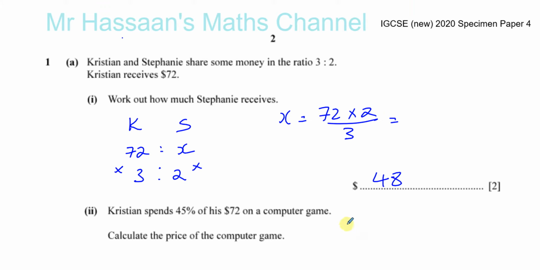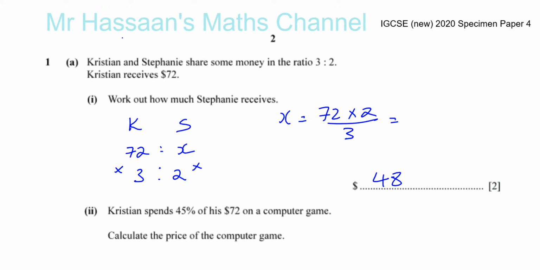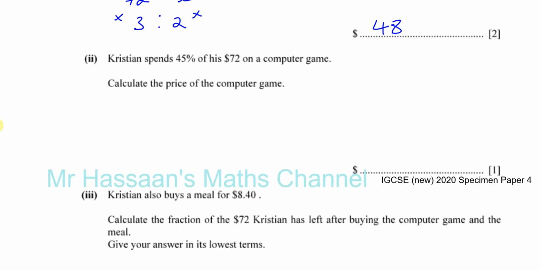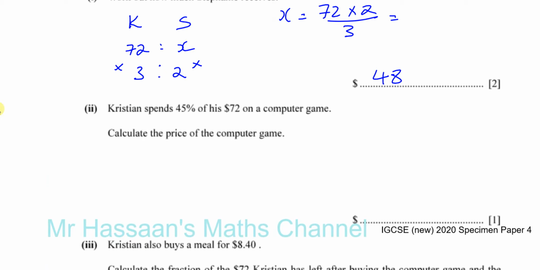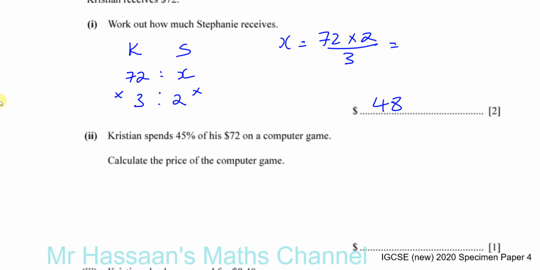And of course, this would give us the same answer. 72 times 2 over 3, and that gives us 48. Same kind of thing, just a different way of looking at it. Now Christian spends 45% of his $72 on a computer game. Calculate the price of the computer game.